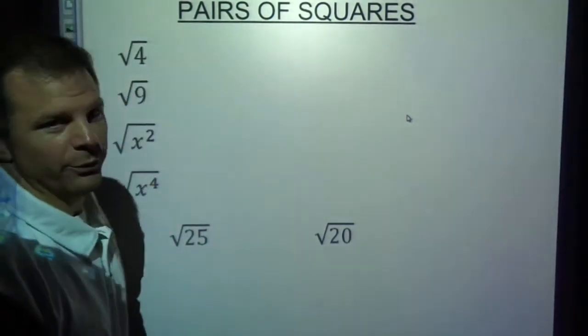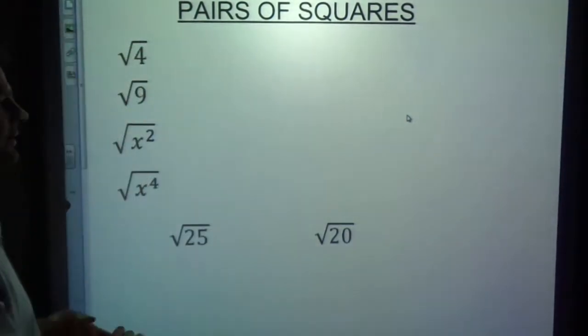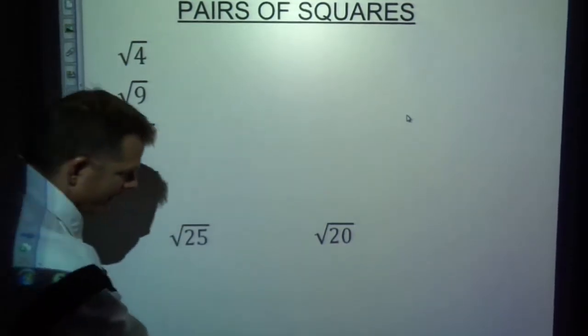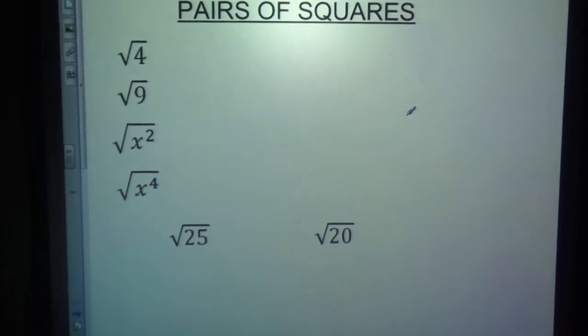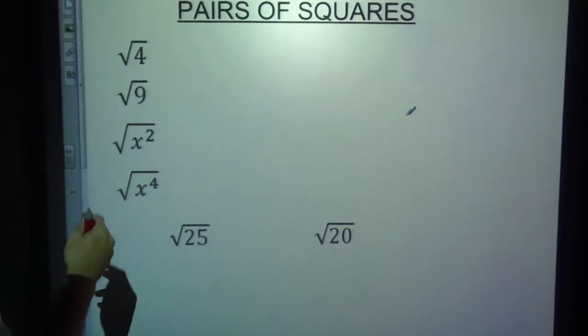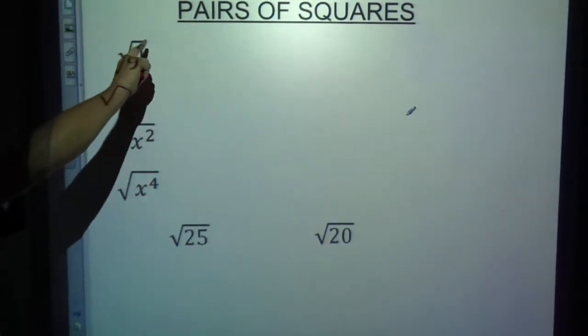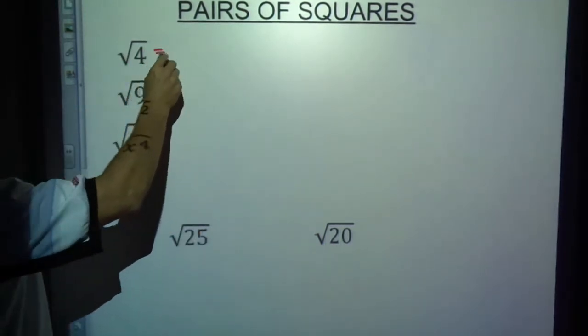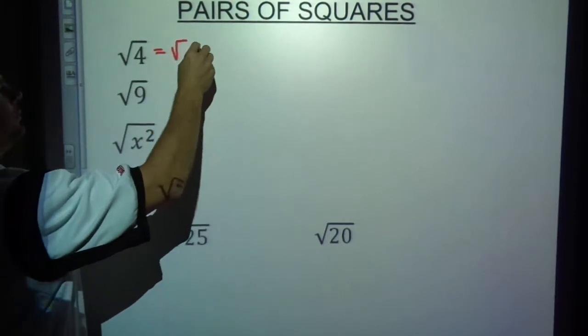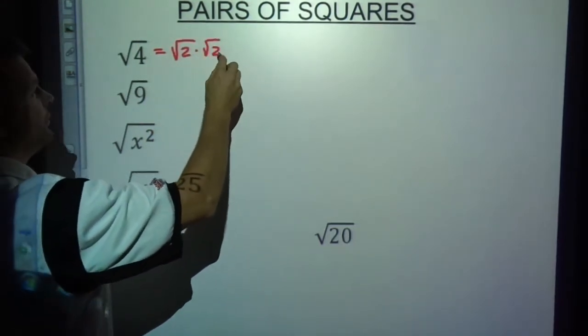Pairs of squares, when we have square roots of things and when we have two of them. That's what we're looking at. So, if we have the square root of 4, we know that's 2. Why? Because it's asking what times itself is 4, and we know that 2 times itself is 4. And we can break the square root of 4 into square root of 2 times square root of 2.